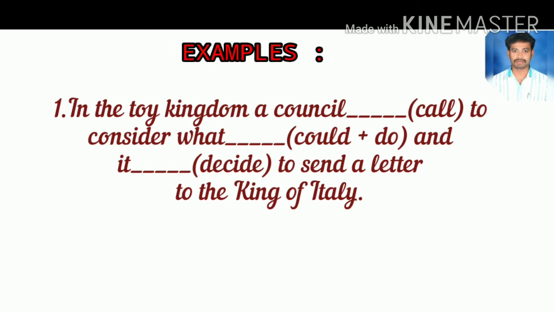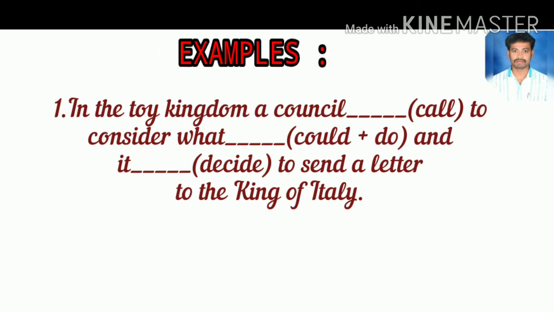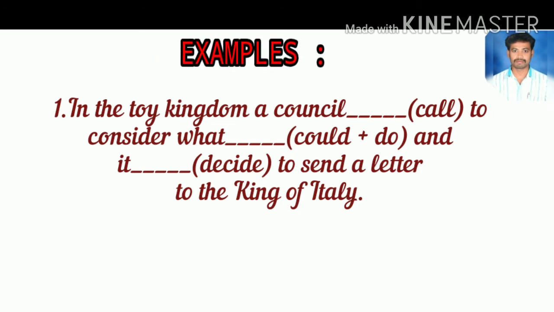And then to consider what, so this is could plus do, so this is a modal auxiliary verb. We need not give any importance to the subject, so that's why we want to use the same modal auxiliary verb, that is could, and then we want to add be. Could be, and then V1 into V3, done. So the answer is could be done.